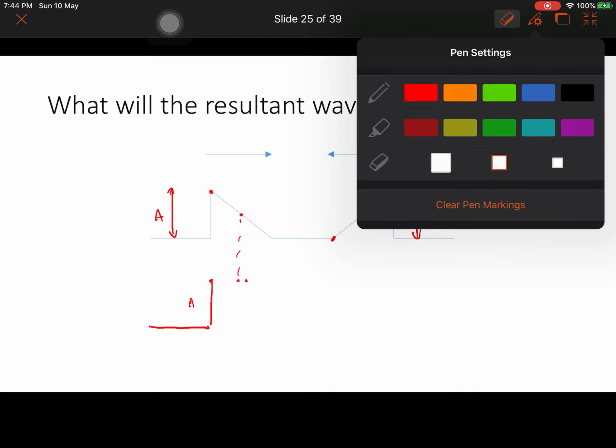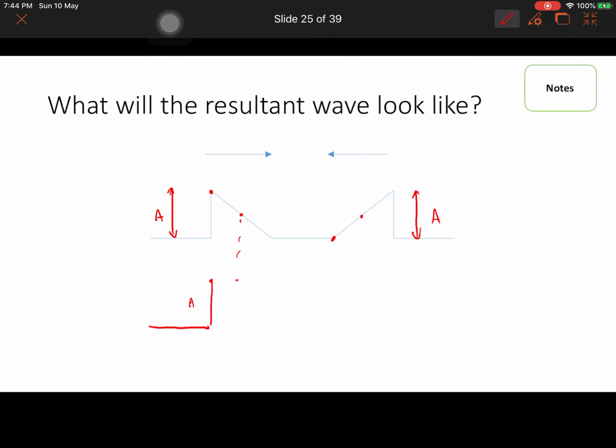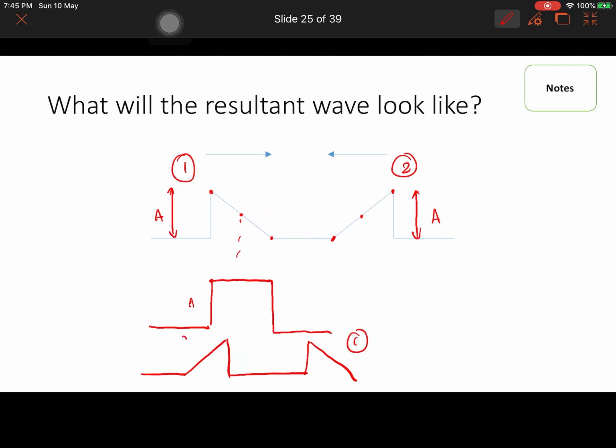Sorry, somewhere here, A. Okay, and then at this point here, this is 0, but here this is A, right? So 0 plus A. So we end up getting a straight line like that. Now what happens after the two waves have passed? After the two waves have passed, you would get something like this, where your wave 1 will end up going to the right, wave 2 will end up moving to the left.